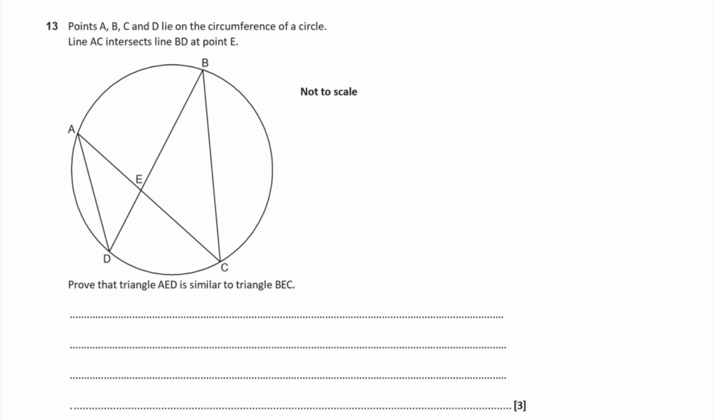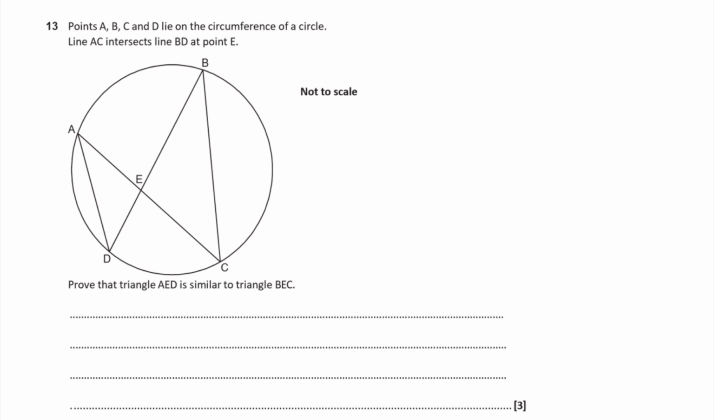Question 13. Points A, B, C and D lie on the circumference of a circle. Line AC intersects line BD at point E. Prove that the triangle AED is similar to triangle BEC. Okay, so similarity means same angles. So what we need to show then is that the three angles in AED match the three angles in BEC. Okay, so can we do that?